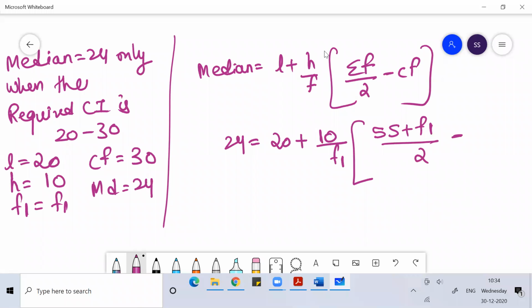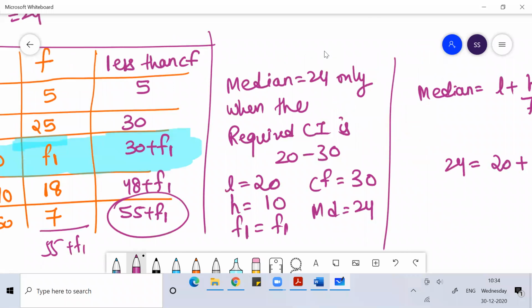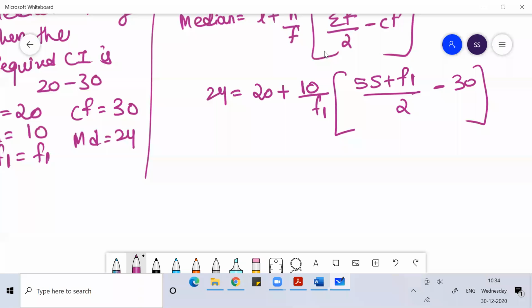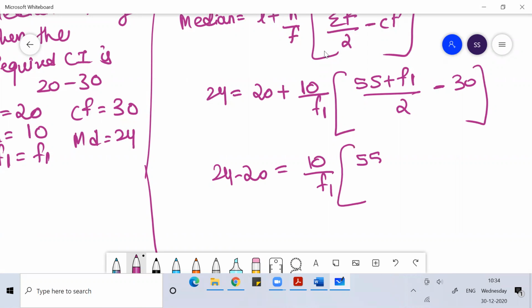Divide by 2 minus 1, cumulative frequency before it, that is 30. So to find the value of F1, bring 20 this side. So 24 minus 20 is equal to 10 by F1 into 55 plus F1 minus, if you take LCM, you will get 60 by 2.